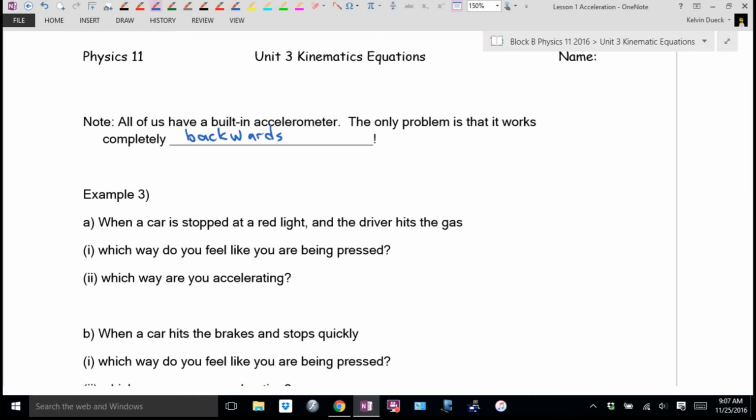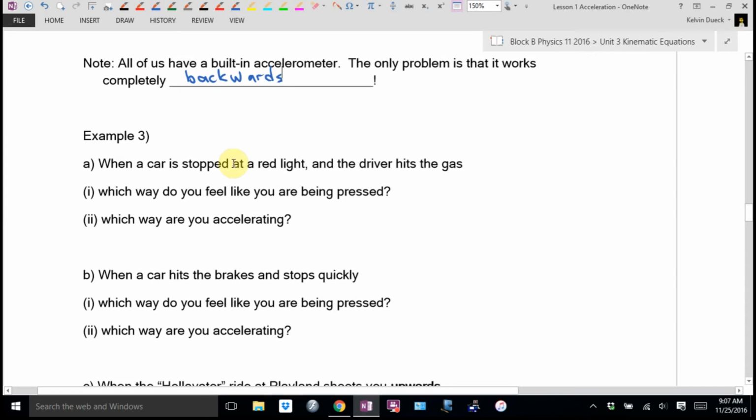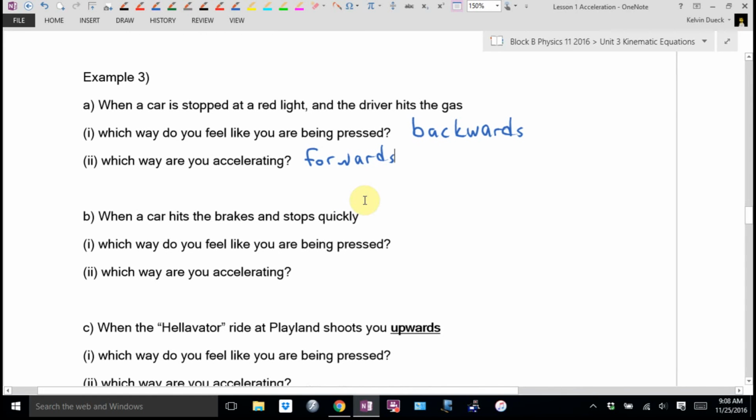I'll give you an example. I'm going to convince you of this. So when a car is stopped at a red light and the driver hits the gas, which way do you feel like you're getting pressed? But which way are you clearly accelerating? Forwards. You feel like you're accelerating backwards, that means you're actually accelerating forwards. Or when a car hits the brakes and stops quickly, which way do you feel like you're getting pressed? But you're slowing down, which way are you clearly accelerating? Right?